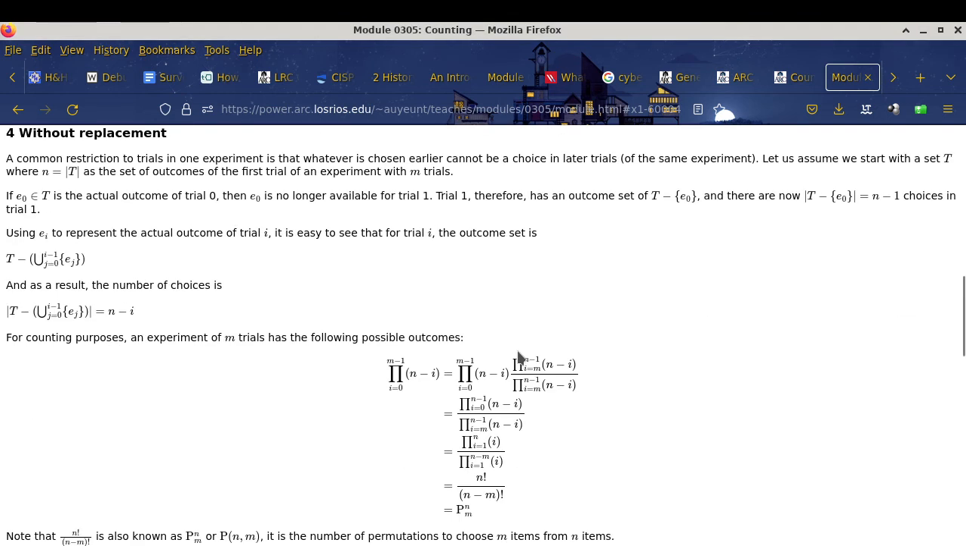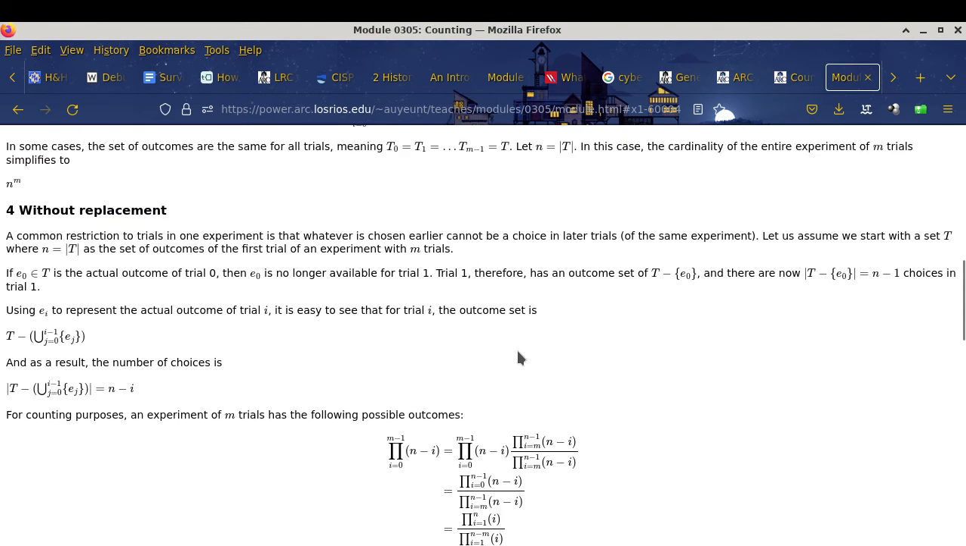So now we get into the issue of what if it is without replacement? A common restriction to trials in one experiment is that whatever is chosen earlier cannot be a choice in later trials of the same experiment. Let us assume that we start with a set T, where n equals the cardinality of T, as the set of outcomes of the first trial of an experiment with m trials. Okay, so this is really abstract, lots of words.